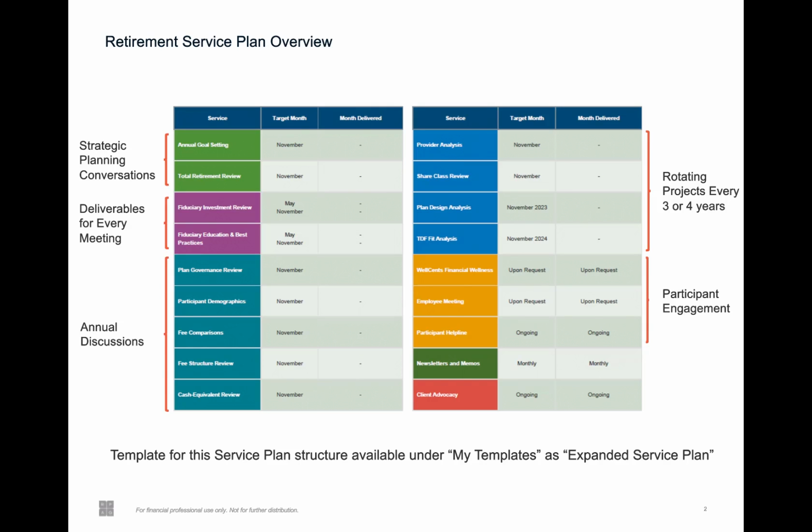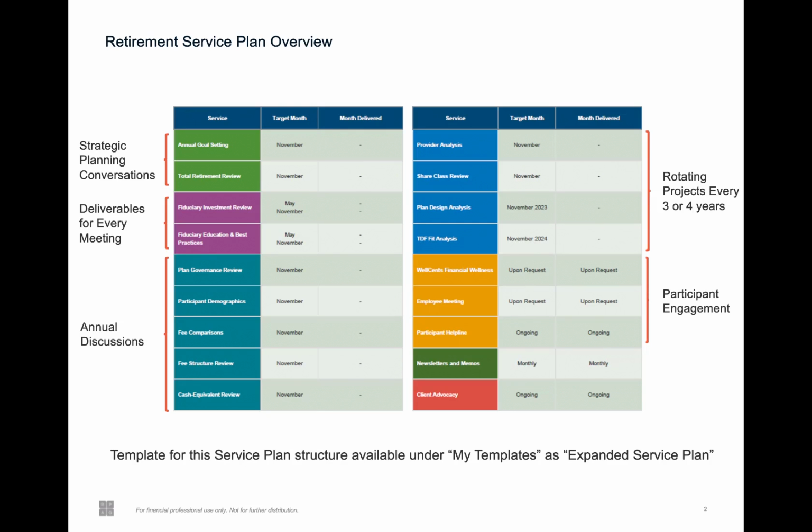So beginning on the left-hand side in the green boxes, annual goal setting and a total retirement review. These are the high-level strategic conversations. So the idea is, let's take a step back from day-to-day management of the retirement plan, and let's really look at what are your priorities, client? What are you trying to achieve through your benefits offering, through your business, and how do we help you achieve that? So that really comes into the annual goal setting.